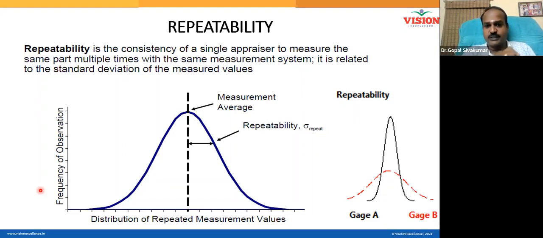If the standard deviation is 0, repeatability error is 0. If the standard deviation gains value, what does that indicate? The error is increasing, isn't it? Error is getting accumulated. So standard deviation is a measure of the repeatability error. That is the meaning of the last line: it is related to the standard deviation of the measured values. If the standard deviation is more, repeatability error is more. If it is less, repeatability error will be less. So if you have knowledge of standard deviation and normal distribution, you can estimate the repeatability error of any measurement system. Looks logical?